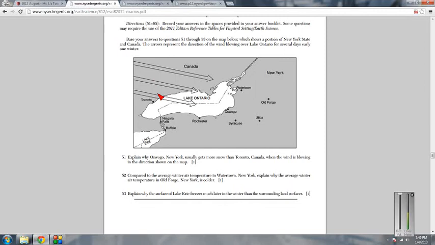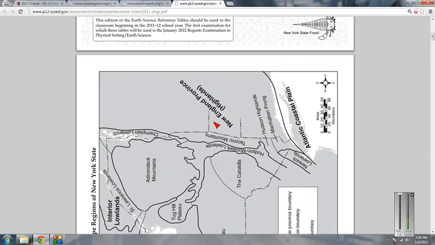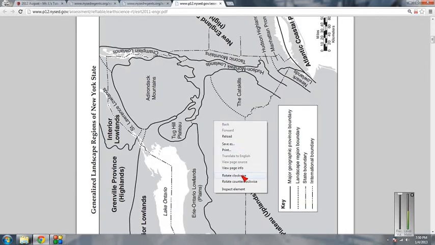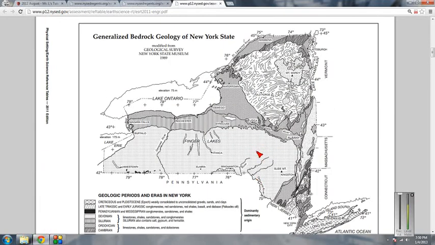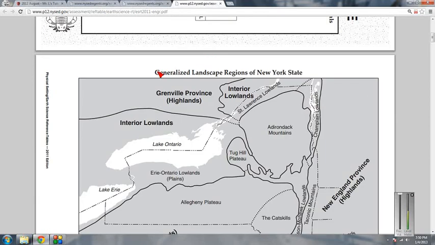Question number 52. Compared to the average winter air temperature in Watertown, New York, explain why the average winter air temperature at Old Forge in New York is colder. So the first thing you need to do is find Watertown, and find Old Forge. Well, whenever they're talking about generalized landscapes, we always want to go to our wonderful reference table, of course. And I always tell you guys, you make sure you look at the generalized bedrock and the generalized landscapes. Okay, and for this one, you need the generalized landscapes.